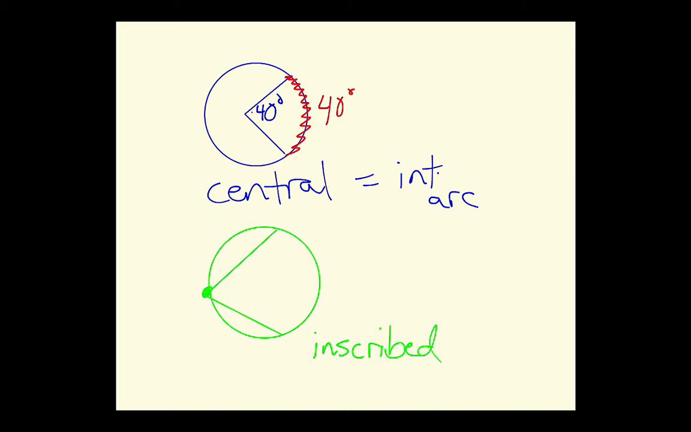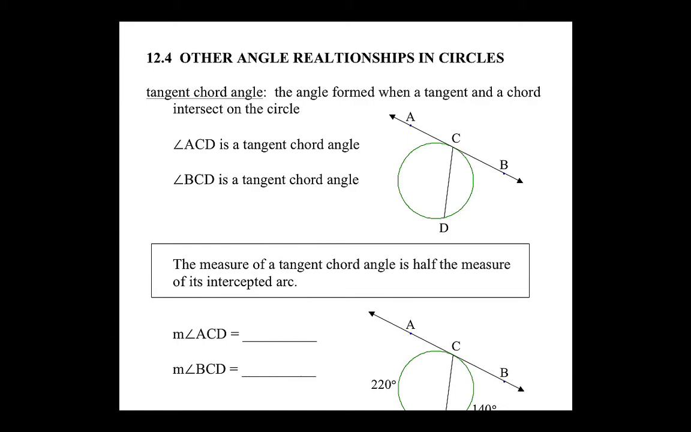So let's say this was a 40-degree angle as well. That means that the intercepted arc, again from this point to this point, is going to be twice as big because an inscribed angle equals half of the arc. So this arc would have to be 80 degrees and the inscribed angle is half. Those are the two angle relationships that we have so far. So let's see what other types of angles we get inside of a circle.